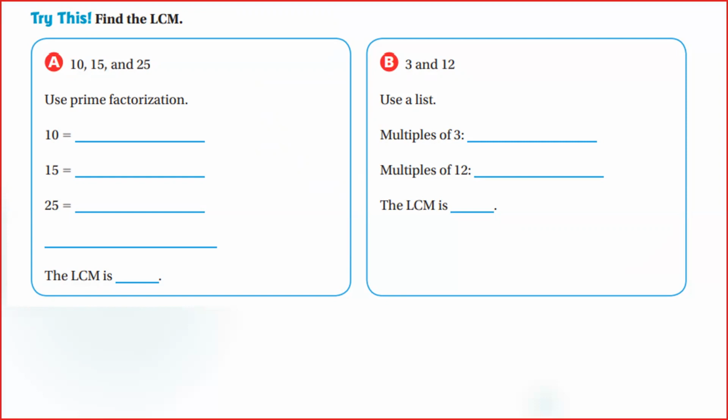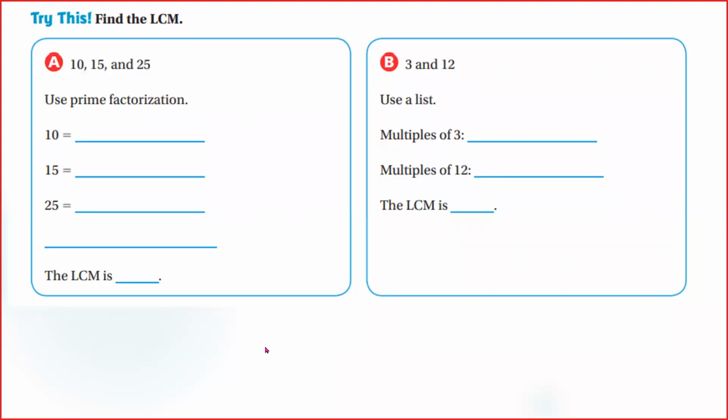Here you have to find the least common multiple for 10, 15, and 25 by the prime factorization, and then for 3 and 12 by using a list of the multiples. Are you ready? Okay. Let's now solve the first one here.